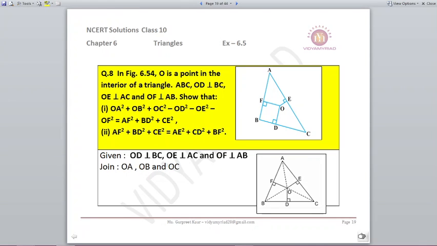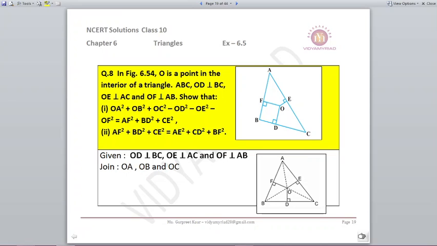Question number 8. In figure 6.54, the figure is given to us. O is a point in the interior of a triangle ABC, OD is perpendicular to BC, OE is perpendicular to AC, and OF is perpendicular to AB. Show that number 1, OA square plus OB square plus OC square minus OD square minus OE square minus OF square is equal to AF square plus BD square plus CE square. Let us do the first part first.